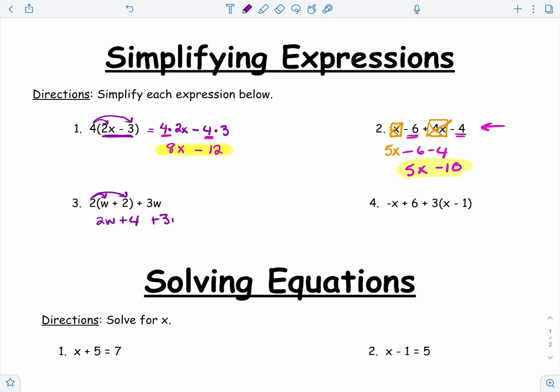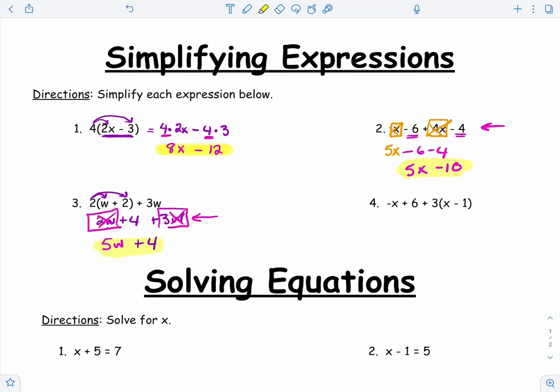And my question is, are we now done with simplifying? Are we done with simplifying? All right, and the answer should be no, because 3w and 2w are like terms. So we come here, 2w plus 3w is 5w. And then we're left with plus 4. 5w and 4 are not like terms. Therefore, we know that we're done with the simplifying process.